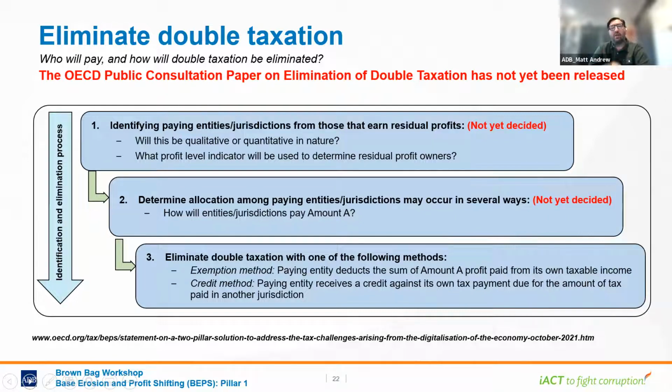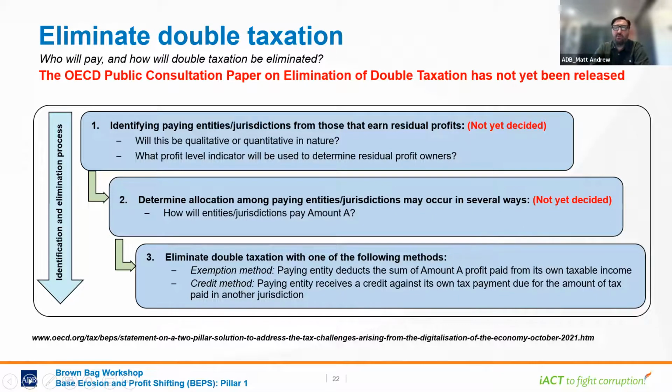And one thing that has been noted in the OECD October statement, though, is that double taxation will be managed through either an exemption method, so a paying entity will be able to deduct the amount A profit paid from its own taxable income, or a credit method. A paying entity receives a credit against its own tax payment due for the amount of tax paid in another jurisdiction. So that's one thing that has been mentioned in the October statement, that jurisdictions and multinationals will have the option of using an exemption or a credit method in order to reduce or eliminate double taxation.